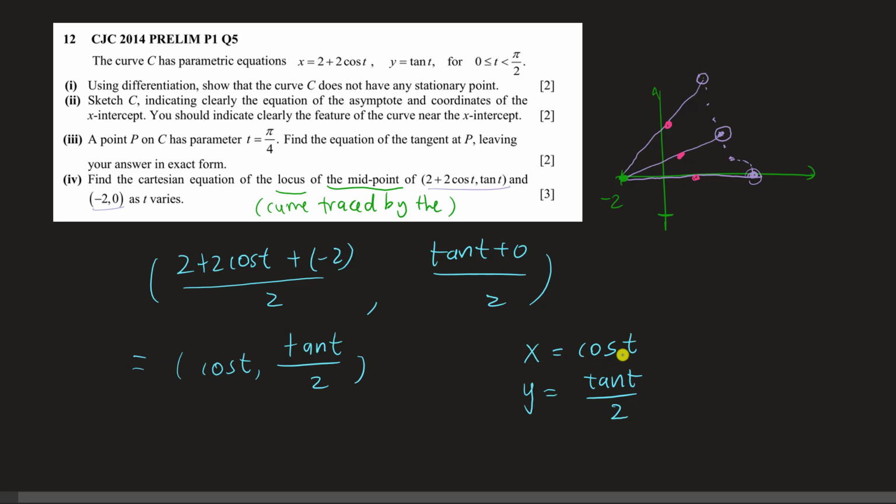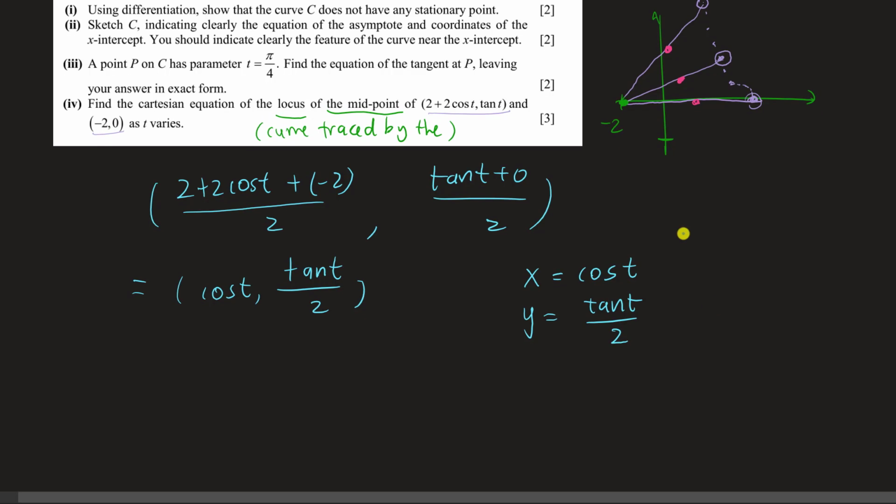The next step would be to make t the subject and substitute this inside here. You will have a clean equation without the t anymore. However, it's rather difficult because you get something like this. t equals cosine inverse x, right? And then y equals tangent of cosine inverse x, over 2. This doesn't really look nice. What you need to do actually is whenever you have x equals cosine t, and you have to make tangent t the subject, draw the triangle.